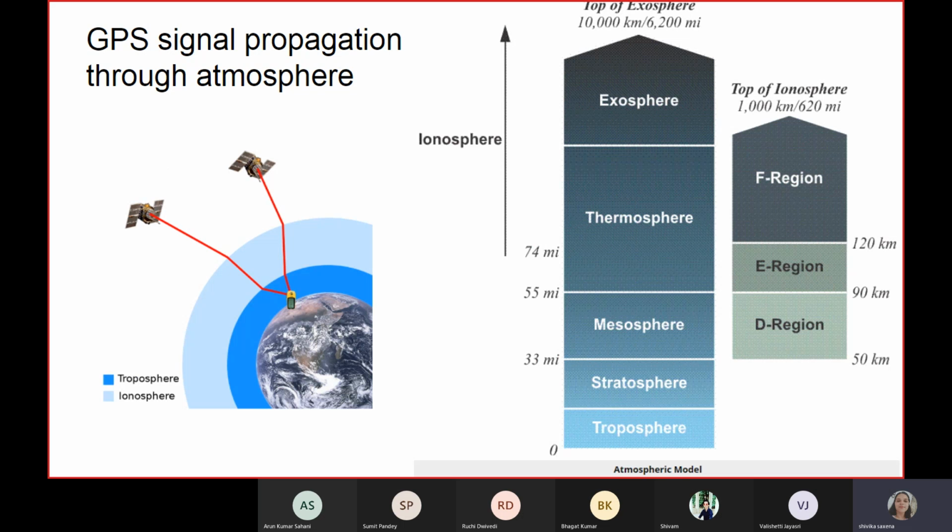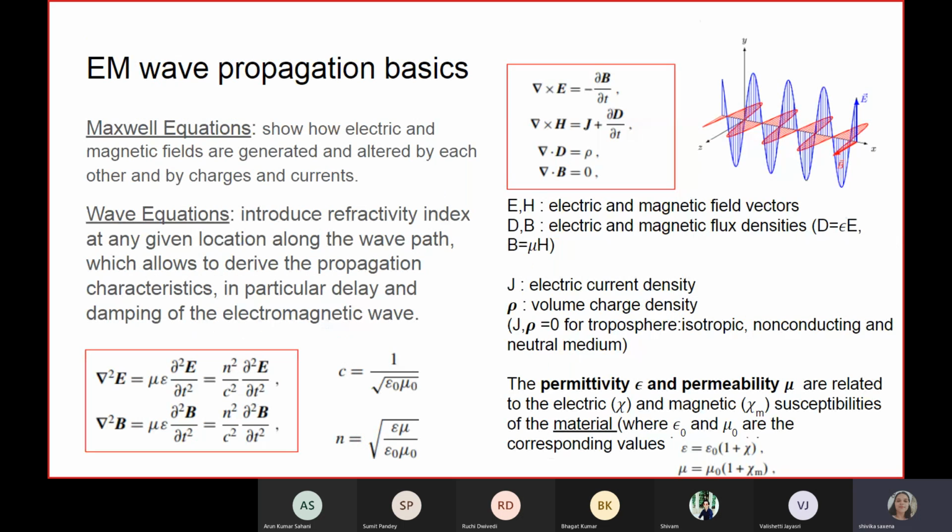So this refraction itself tells us there is a concept of refractivity index, that is small n, you are familiar with. So we have to relate this n with the propagation. This is done through wave equations, which introduce the refractivity index at any given location along the wave path, and we can derive the propagation characteristics. Focusing on delay, we are interested in how much delay the signal is getting affected, and how much dampening of the electromagnetic wave is happening. Dampening means how much absorption is happening while this refraction is happening.